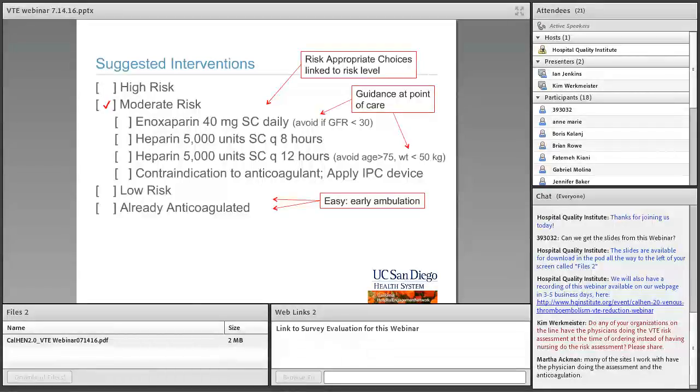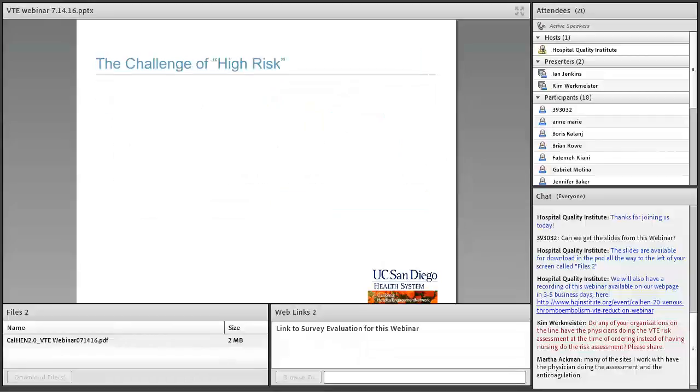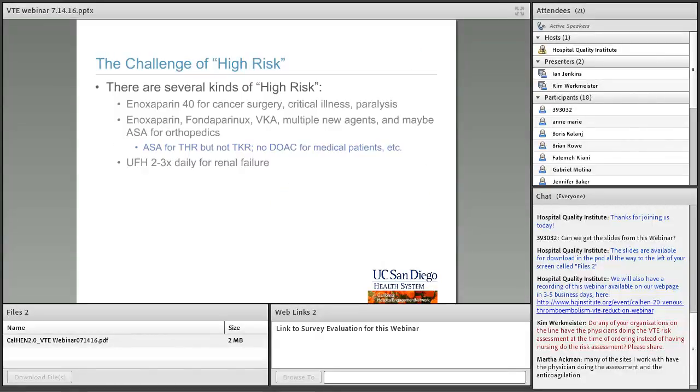So the next thing to look at is if you picked low risk or anticoagulated, it's pretty easy. You just include a device there for early ambulation, no drugs, no devices for that subset of patients. So the tricky group to think about how you're going to prophylax is the high-risk group. So why is this so tricky?